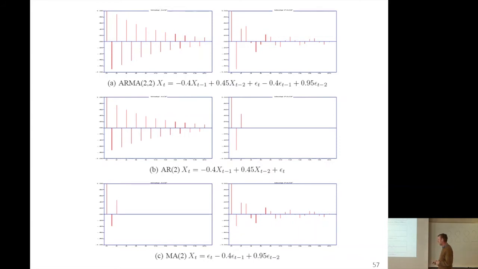So this is true because we have a moving average process. So in general, for a moving average process, the autocorrelation is exactly 0 after the number of coefficients that are given here.